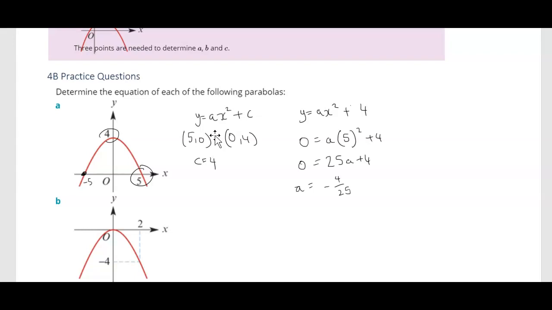All right, so we've got negative 4 on 25. So all we do is then substitute it back into your equation. So y equals negative 4 on 25 x squared, sorry, getting distracted by my dog, plus 4.